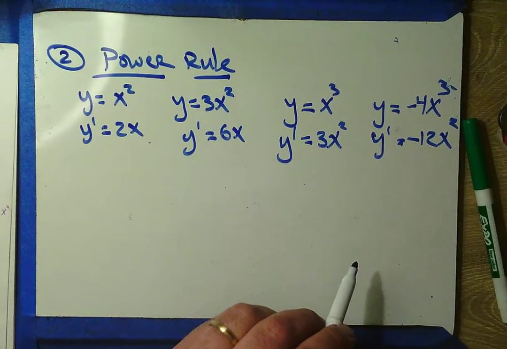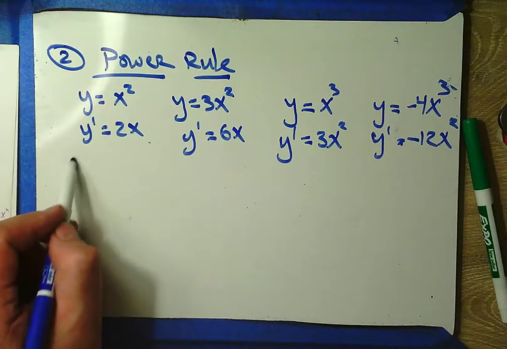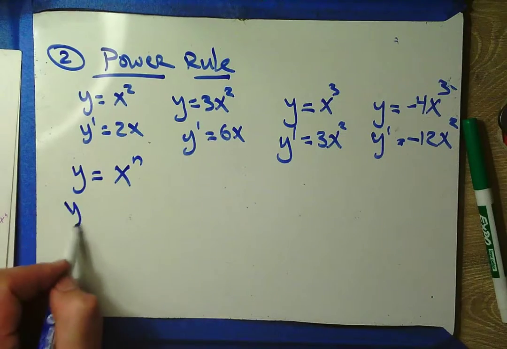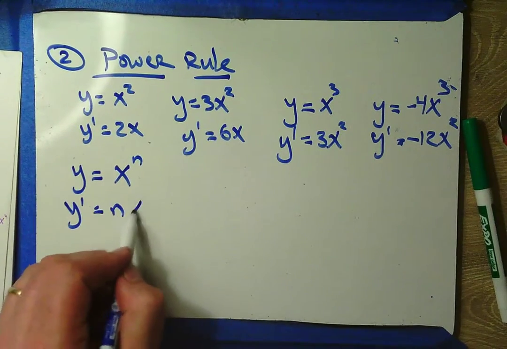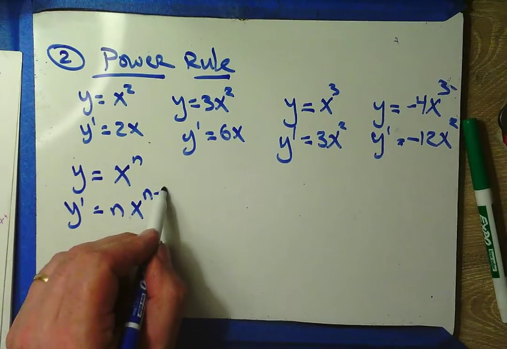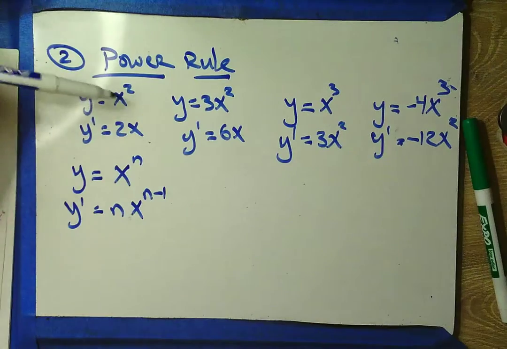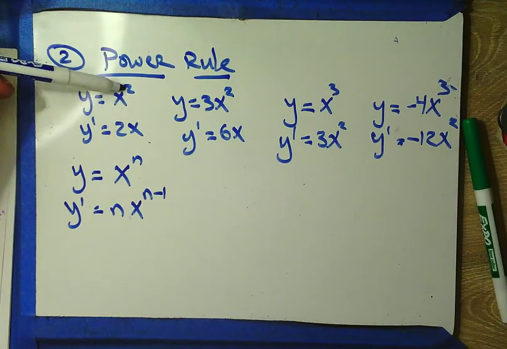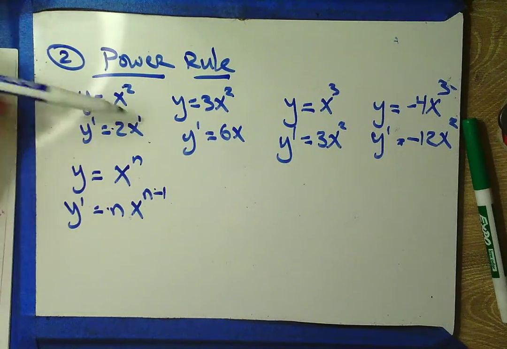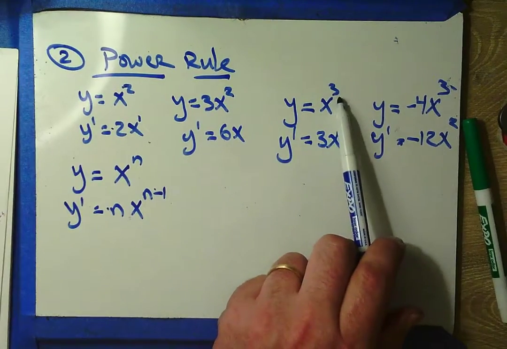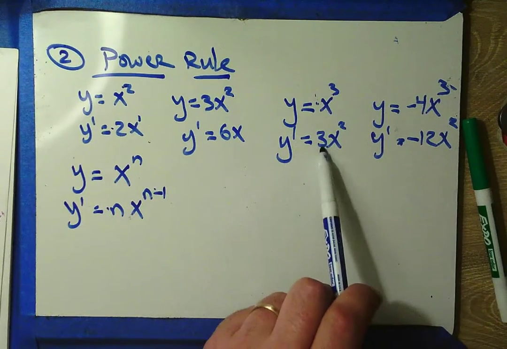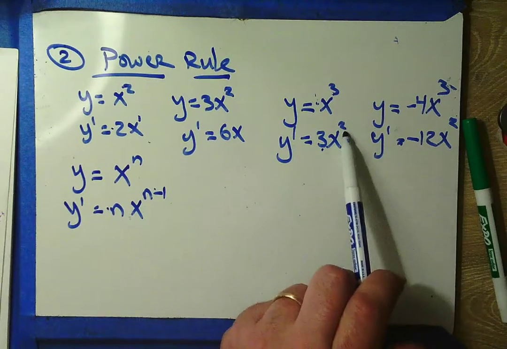So, can we come up with a rule? Well, we know if y equals x to the n power, then y prime will be n times x to the n minus 1 power. And we see that here. Here's my n of 2. I bring my 2 down in front. 2 minus 1 is 1. And here I see it again. I bring that 3 down in front. 3, and then 3 minus 1 is 2.